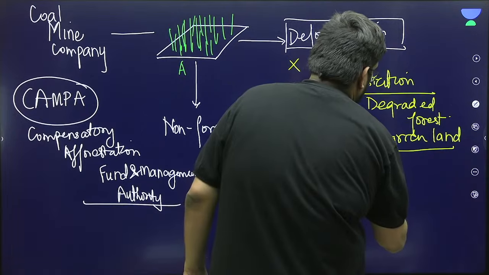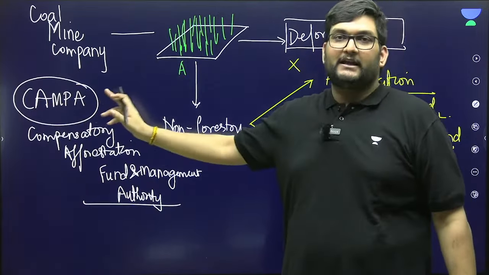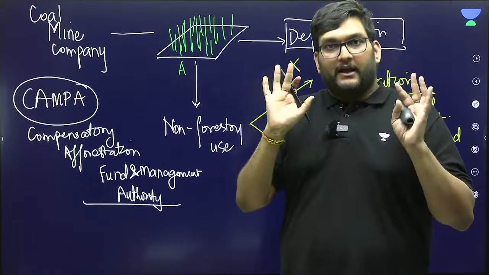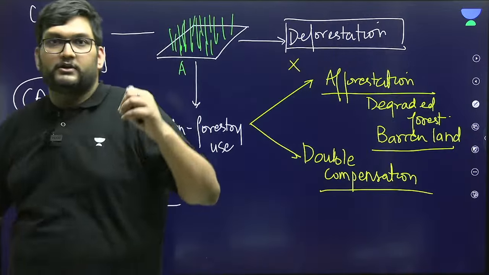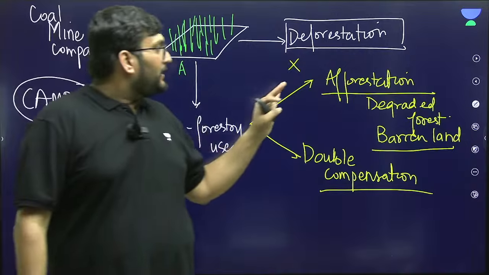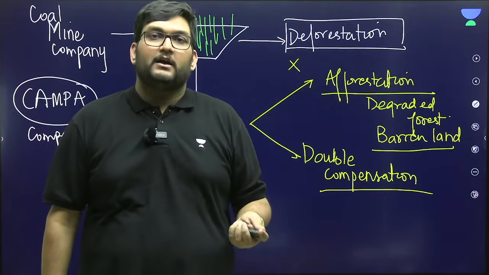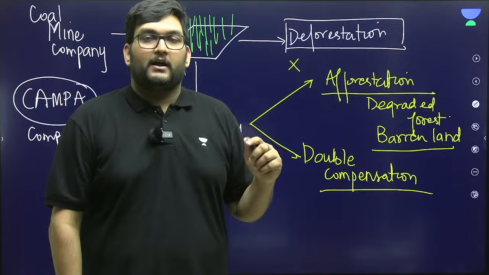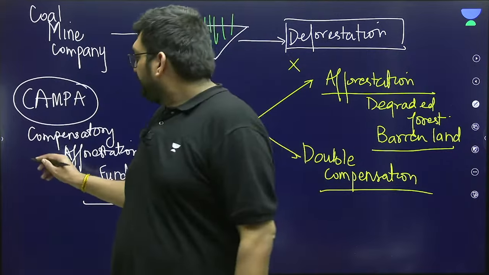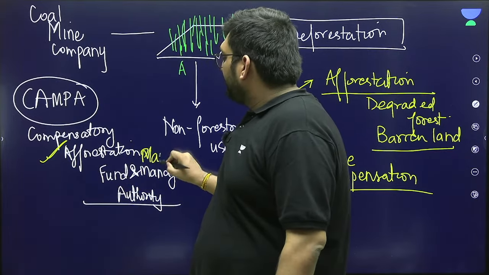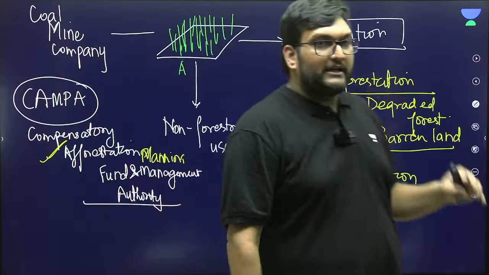compensation for this deforestation to the CAMPA authority, the compensatory afforestation fund management. You have to send money to this authority. Now, as of right now, neither of the two is happening, because for afforestation on degraded land, there was a dearth of information about where afforestation can happen, ideally very close to the forest itself, and a lot of money was being sent to the fund management and planning authority.